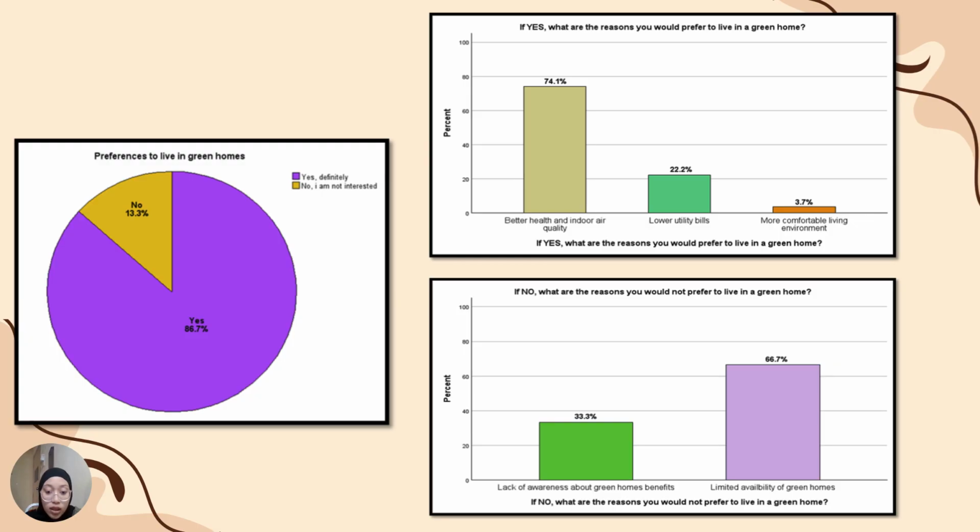Okay, so for the students who did not prefer to live in a green home, the main reasons were limited availability and lack of awareness of the benefits. This shows that students generally support green housing, but cost and access are still the reasons why they did not choose it. As we can see from the previous slide, most of the students only get a monthly allowance of around 201 ringgit until 400 ringgit.